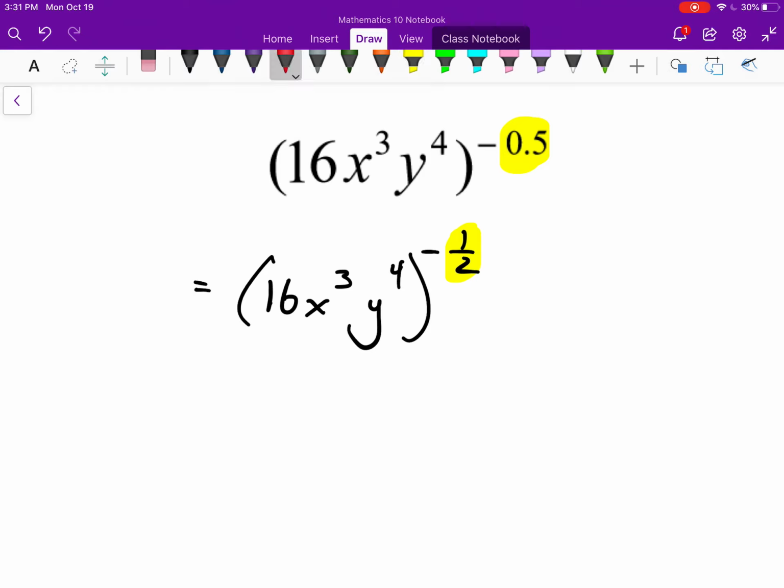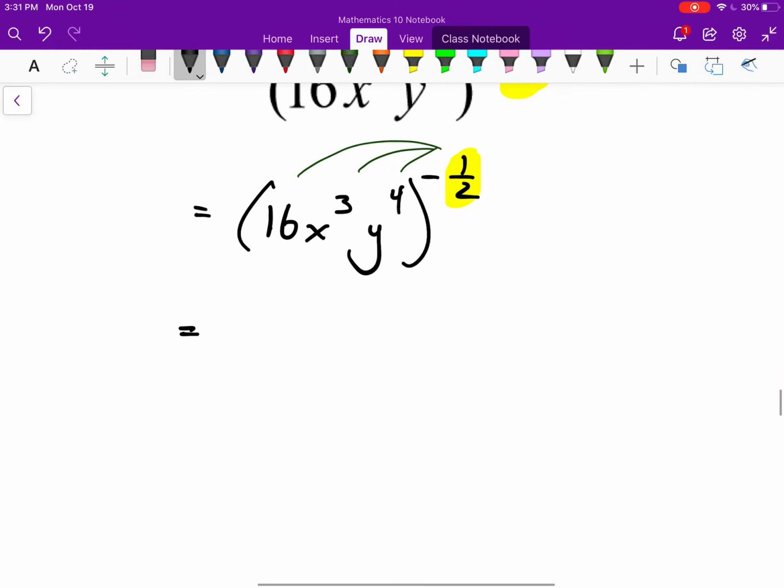I have multiple factors inside the brackets, all being raised to the power of negative 1/2. So let me raise them all, and don't forget about the 16, to the power of negative 1/2. And so I'll just write it up first as 16 to the negative 1/2, times x to the 3 times a half is 3/2. 3 times negative 1/2 is negative 3/2. Times y to the power of negative 1/2. Well, sorry, 4 to the power of negative 1/2. 4 times a half is 2. So 4 times negative 1/2 is negative 2.